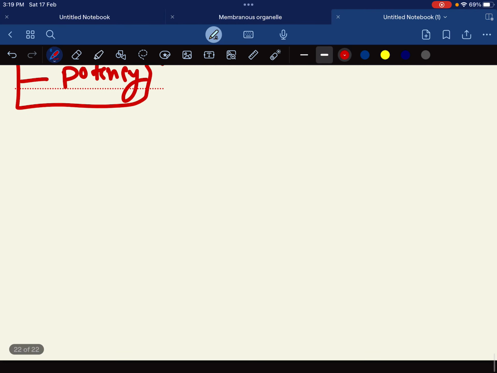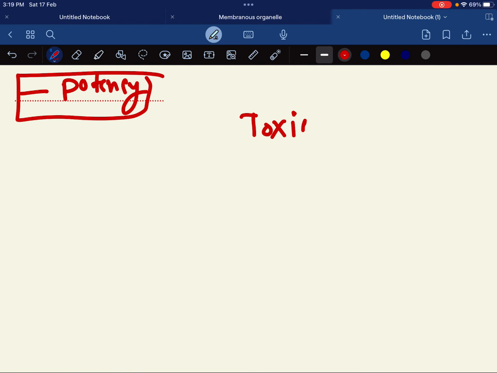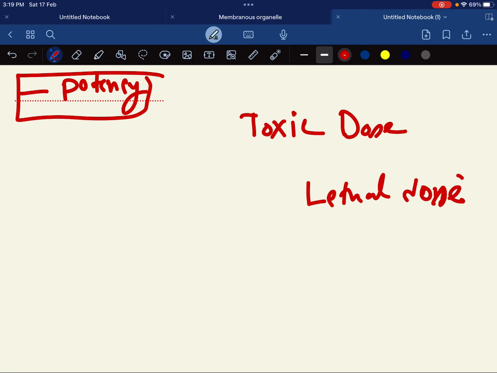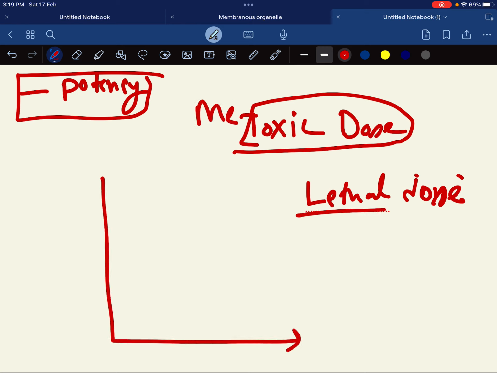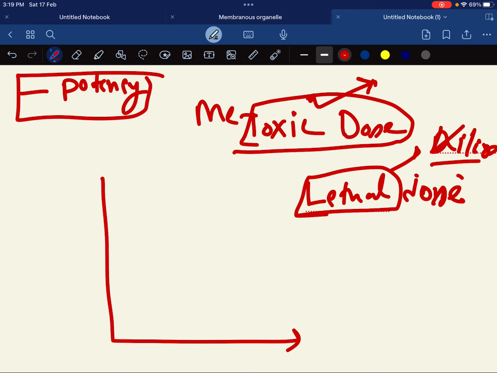So median toxic dose, median lethal dose, etc. Toxicity is not the same as lethality. Lethality is just the dying or killing effect of a drug, and toxicity can include other effects besides killing. Toxicity also includes killing too, but toxicity is a wide range, a wide variable.